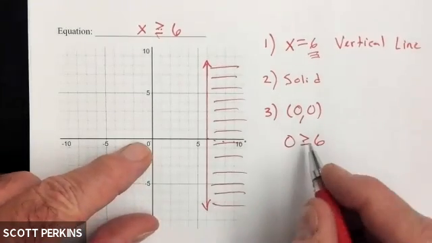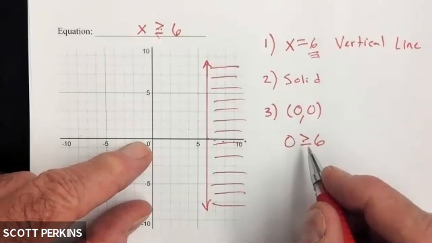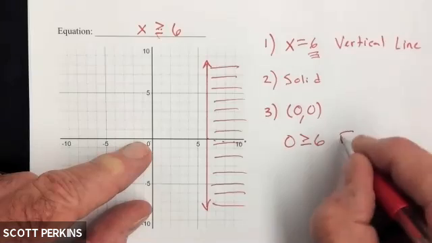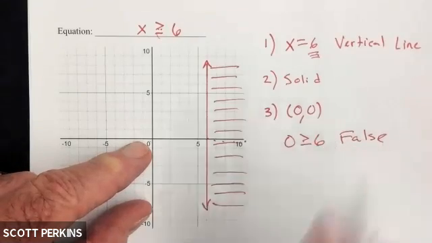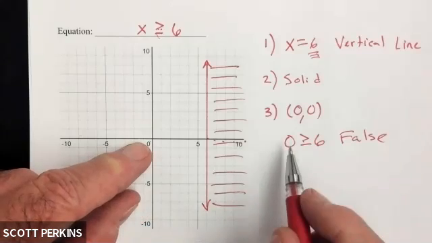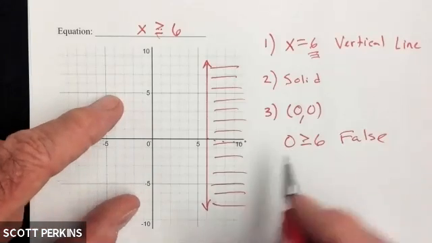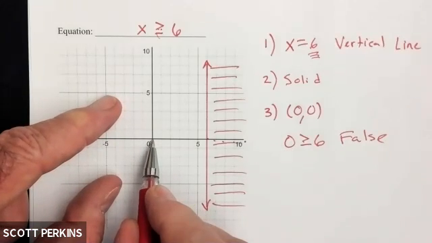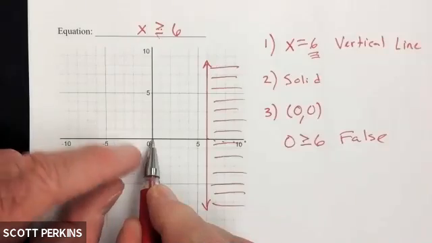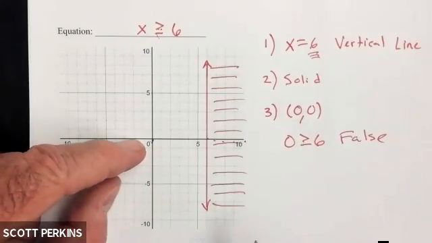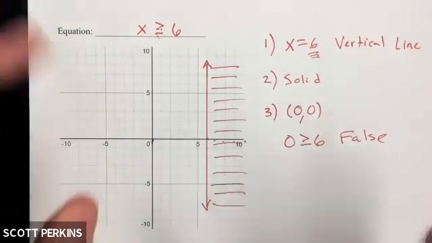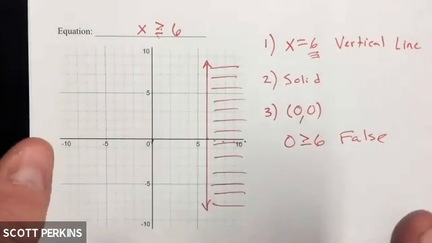So my test point, is that a true statement or a false statement? That's still false. Right? If 0 is bigger than 6, then we're going to change wallets because I have $0. So whatever you have is going to be larger. So over here, I got a false statement. So that means shade over here. So you can go through the test point if you want, but with a vertical or a horizontal line, it's a quicker decision to make.